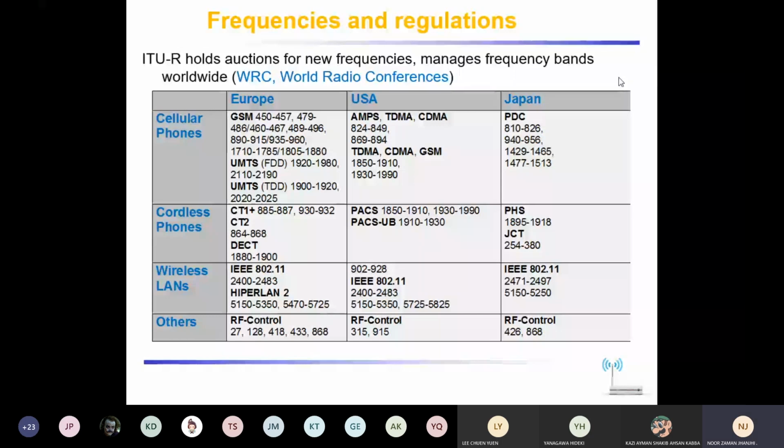TDMA, time division multiple access. CDMA, code division multiple access, and so on and so on. These all are the standards. They are already defined. So it means we know at what frequency they work, what support they give, what limitations they have, and the other details as well.